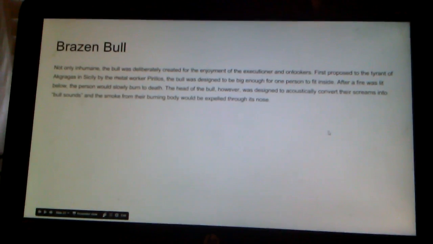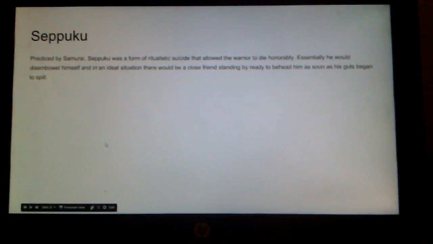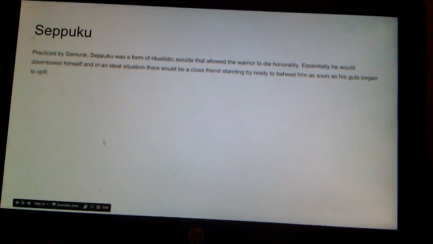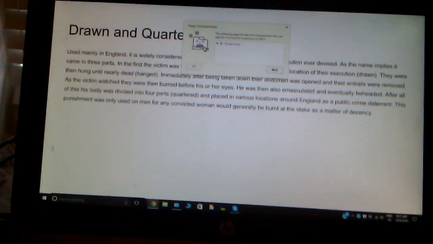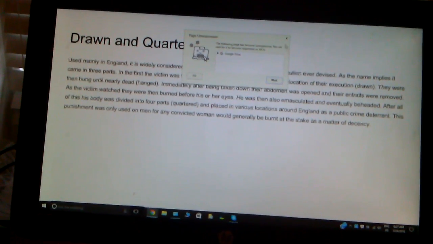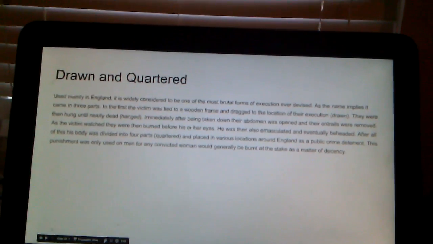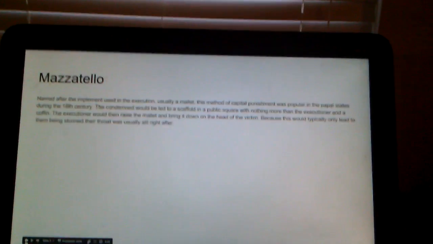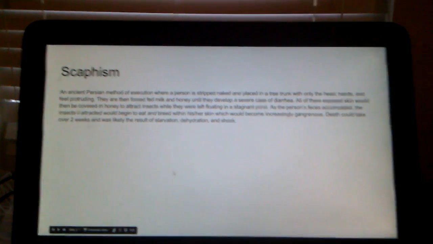But the reason I decided to use these as opposed to other things I could have done was because I feel like this is a great example of what I was talking about in my paper, where if execution becomes too popular, if it becomes something that happens too much, the ways that they do it also become more violent. And throughout history, it's been evident that as the number of executions increases, so do the numbers of ways to do it.